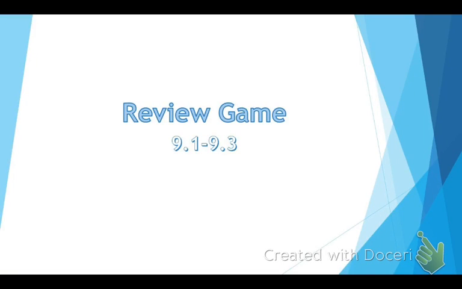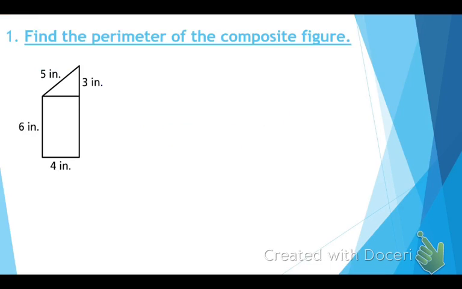Today my goal is to help you guys feel better about your test tomorrow over sections 9.1 through 9.3. For the first one, you're going to go ahead and find the perimeter of the composite figure.